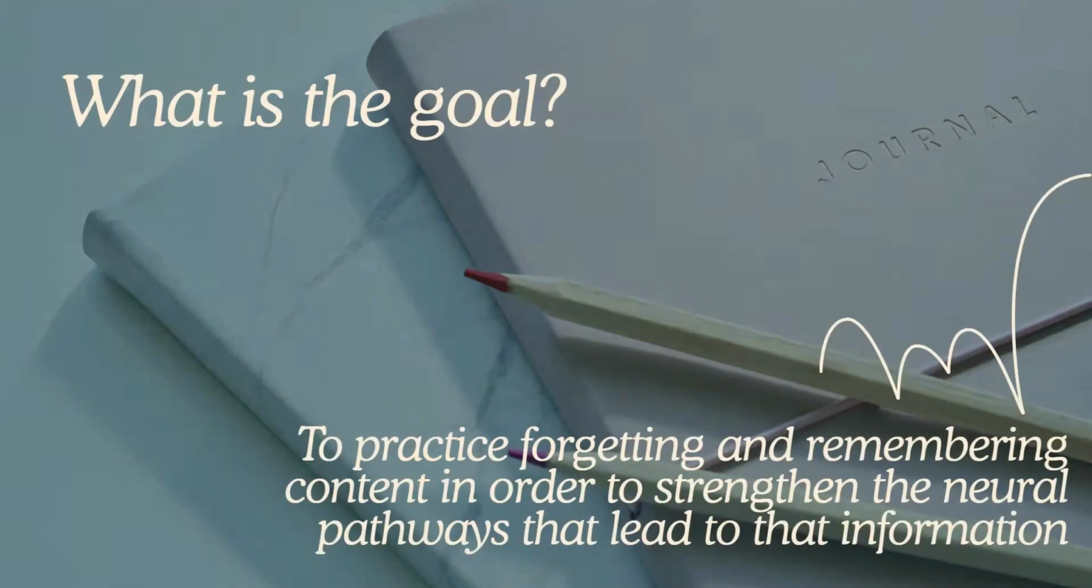The goal with this frequent exposure is to practice forgetting and remembering content. Every time that you forget information and then remember it again, you strengthen the neural pathway in your brain that helps you find that piece of information. With that in mind, forgetting is essentially part of memorization. You need to forget and remember it in order to really develop a strong pathway, a strong bridge to that information that you can rely upon.